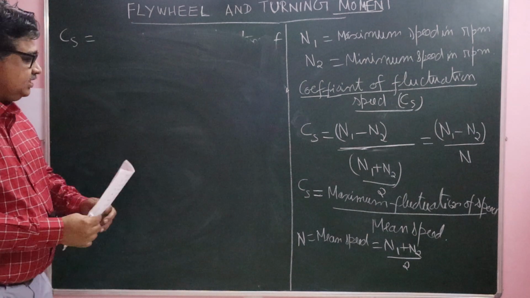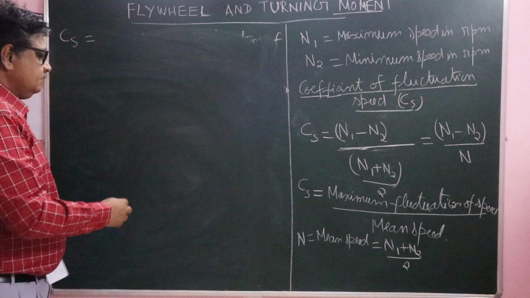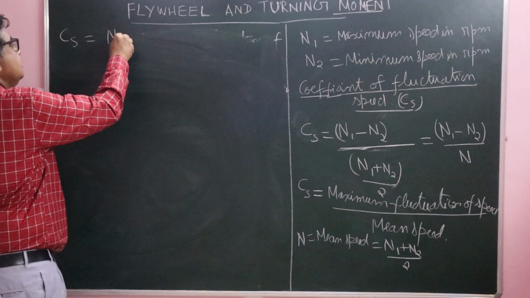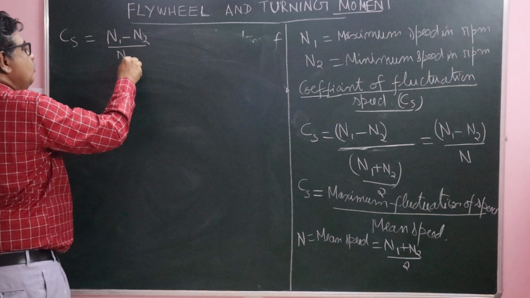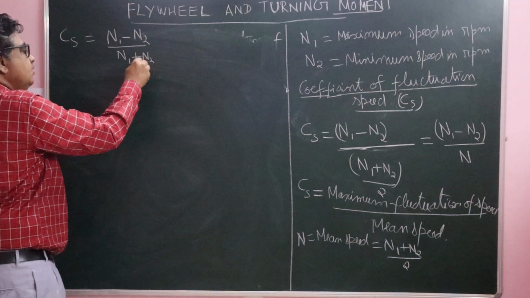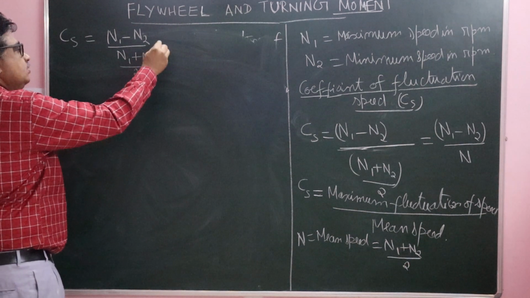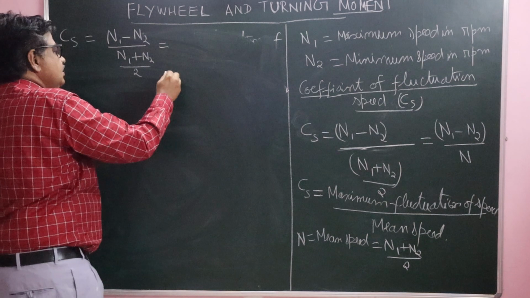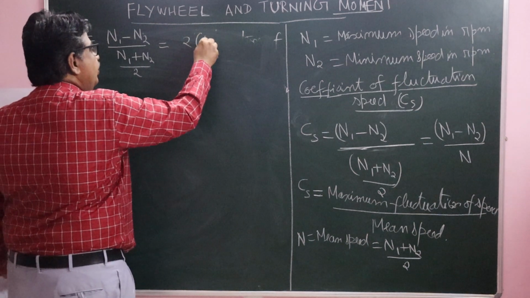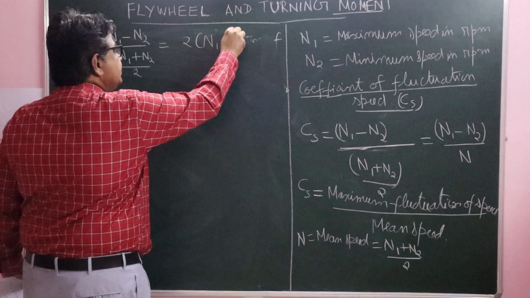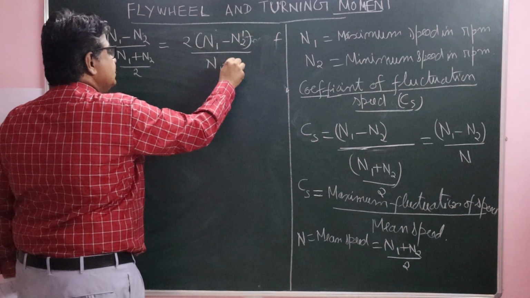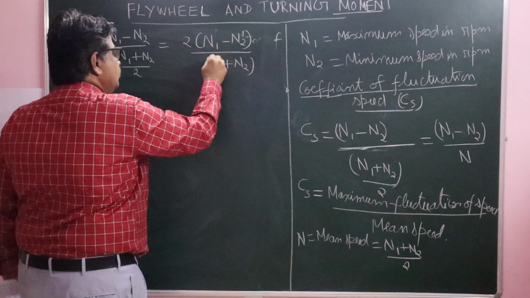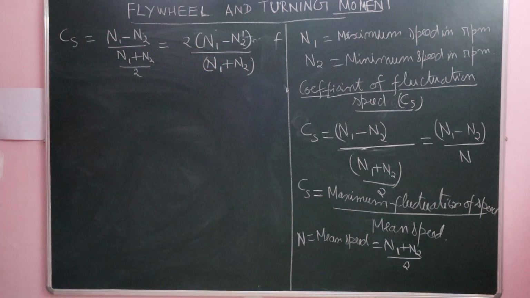CS, coefficient of fluctuation of speed, is N1 minus N2 divided by (N1 plus N2) by 2. So you can write 2 into (N1 minus N2) divided by (N1 plus N2). You can write like this.